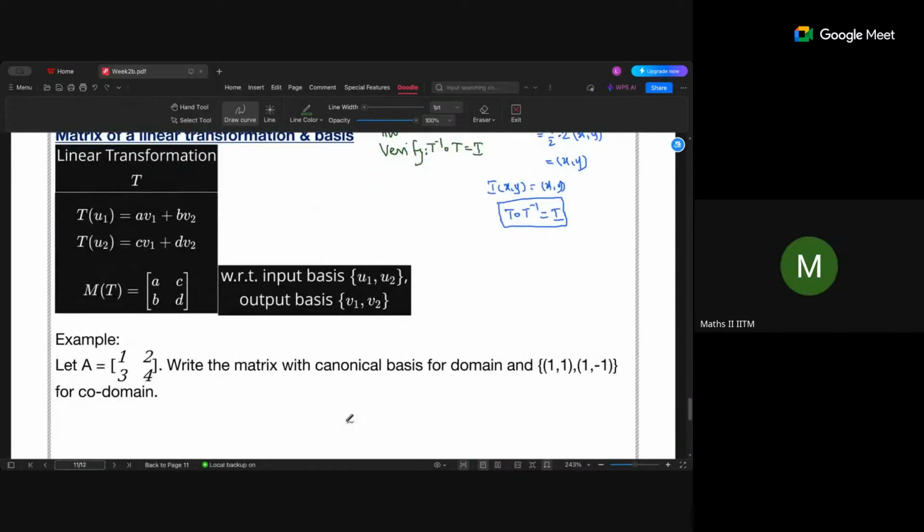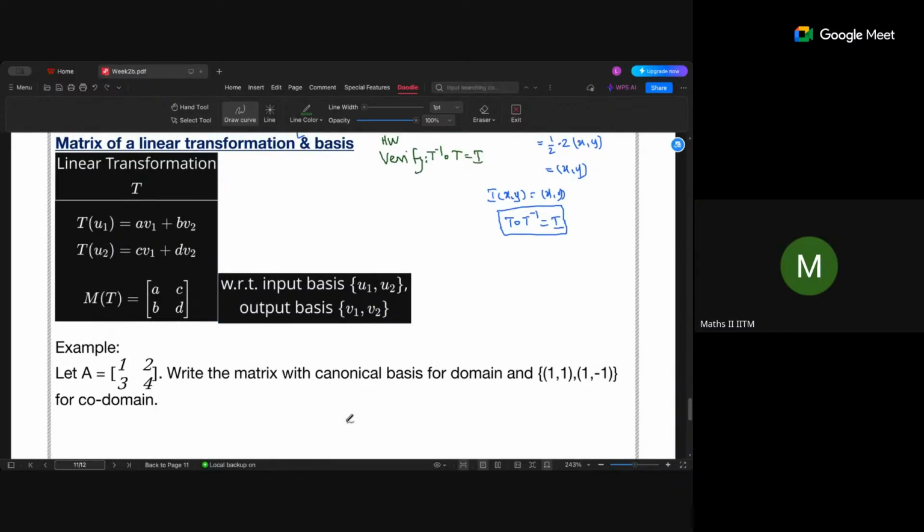Okay. So the last concept is the change of basis. What does it mean? As I already told you, a matrix so far we have seen only with respect to the canonical basis, but we can do it with respect to any basis. So let us say u1 and u2 is any basis of R2. Then you have TU1 is AV1 plus BV2 and TU2 is CV1 plus DV2. So V1, V2 is also another basis. Both are bases of R2.